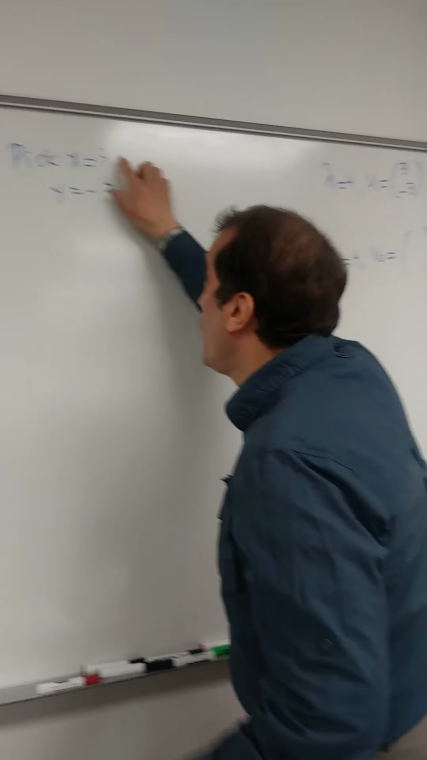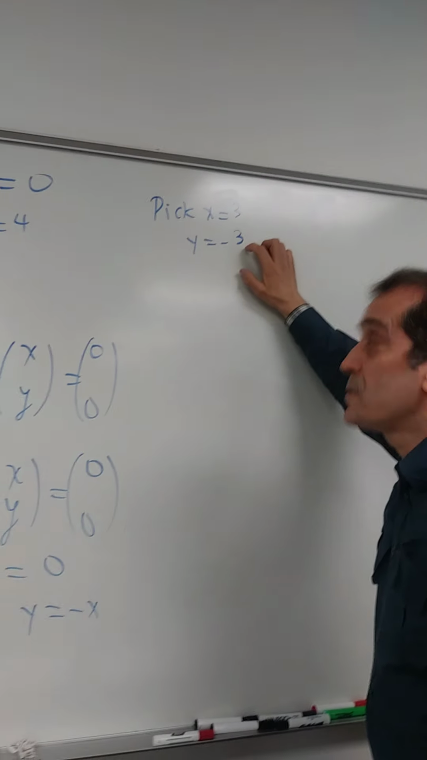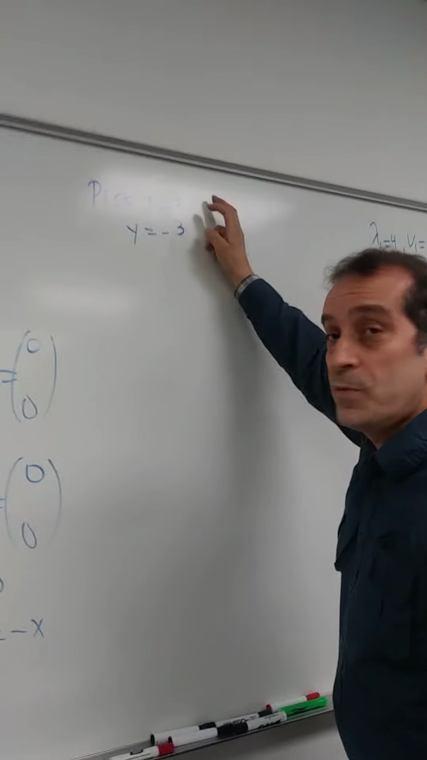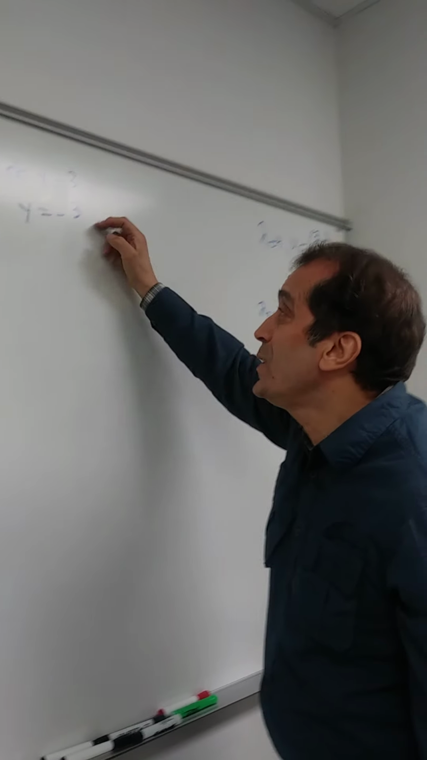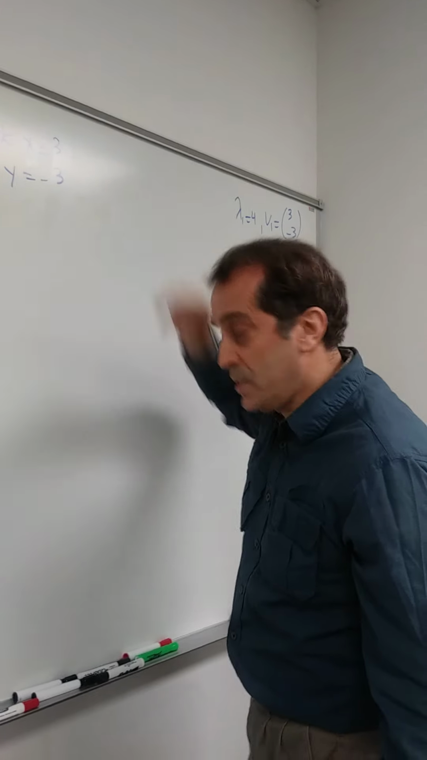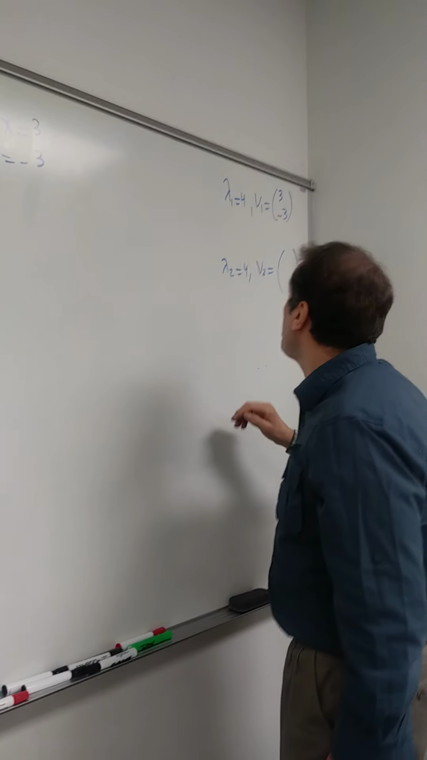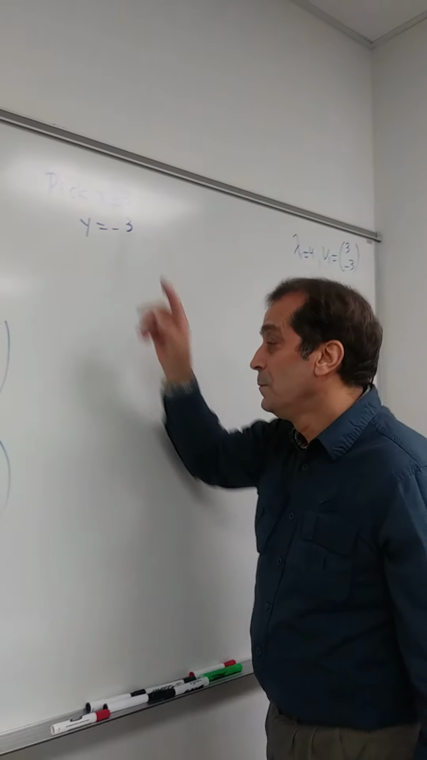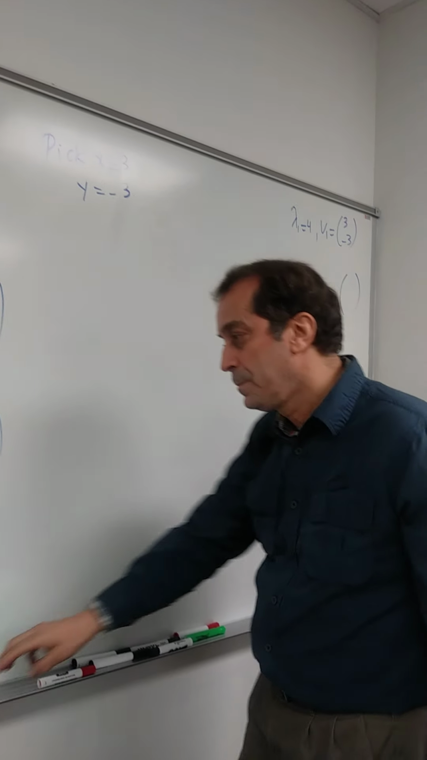Could I have picked 1 and minus 1? And the answer is yes. Could I have picked square root of 2 and minus square root of 2? Yes. You can also pick 99 and minus 99. Yes. I picked 3 and I got minus 3.